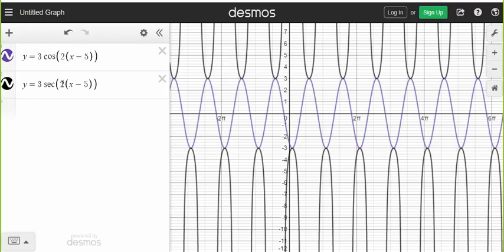So if I wanted you to graph something complicated like this, 3 secant 2 quantity x minus 5, you would just change secant to cosine to get that reference curve in purple in my example, and then just use that to turn it into the graph of secant. So I just want you to see how that's developed. It doesn't make sense for you to pass through class and have no idea where the secant function graph comes from.